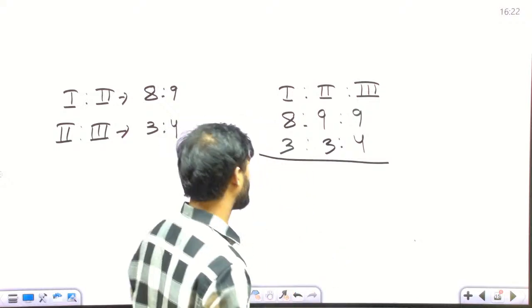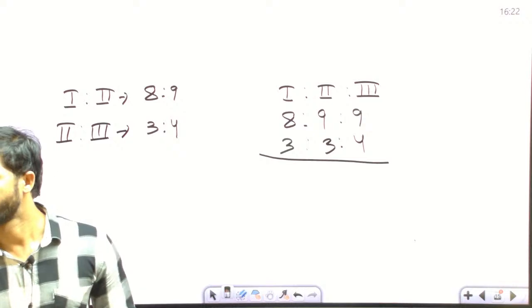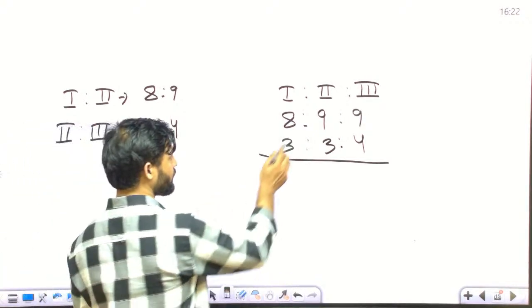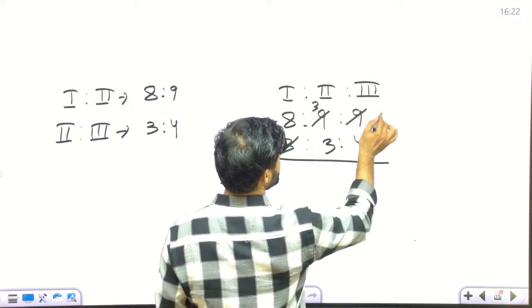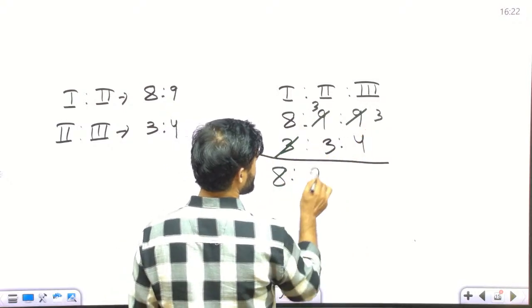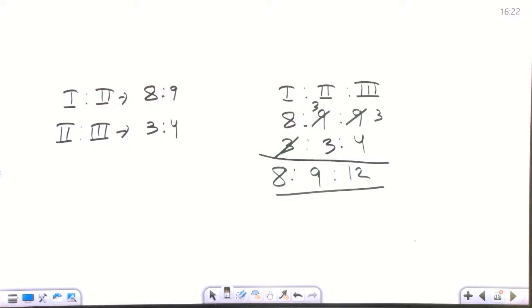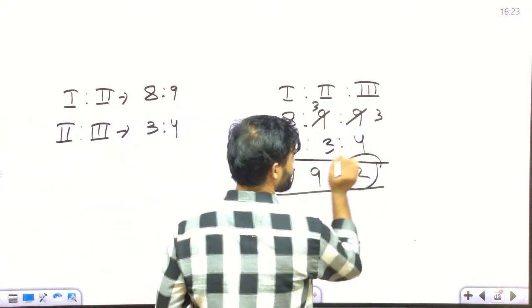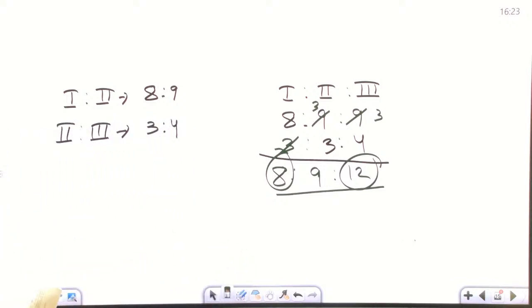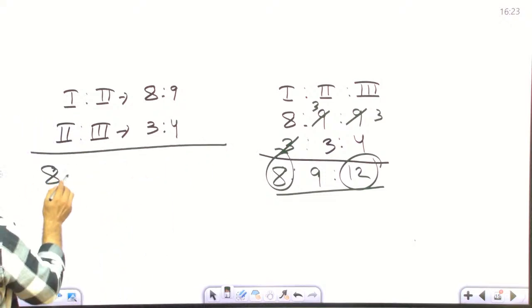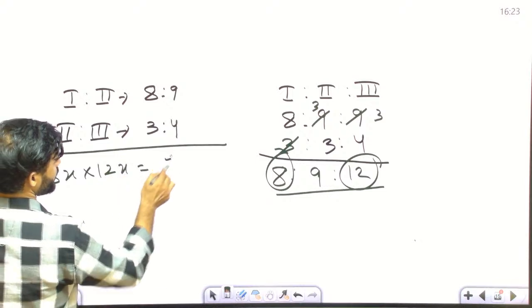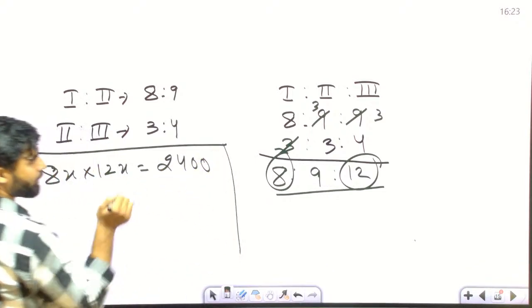If there is any common, we can take the commons out, and if there are no commons, then we will multiply the numbers. But there is a common 3, and this is 3. The ratio is 8, 3 into 3 is 9, and 4 into 3 is 12. Any problem in this? Okay, according to the question, the product of the first and third. So this is the first and this is the third. And you know it very well, in the case of the product, we have to take the values in x. So 8x multiplied by 12x will give you 2400 as the product.